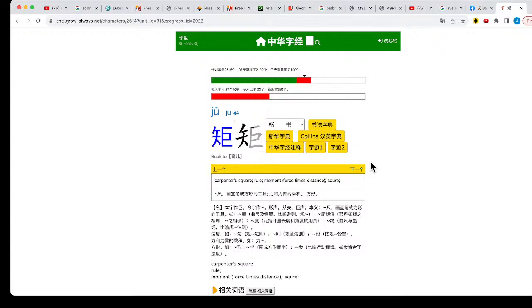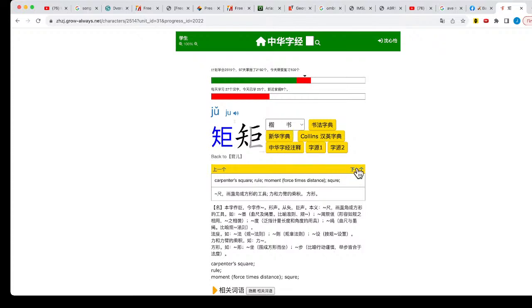And it also means, in physics, the moment. Moment is force times distance, right? Force times distance, you get the moment. And so they use 距 to refer to that.